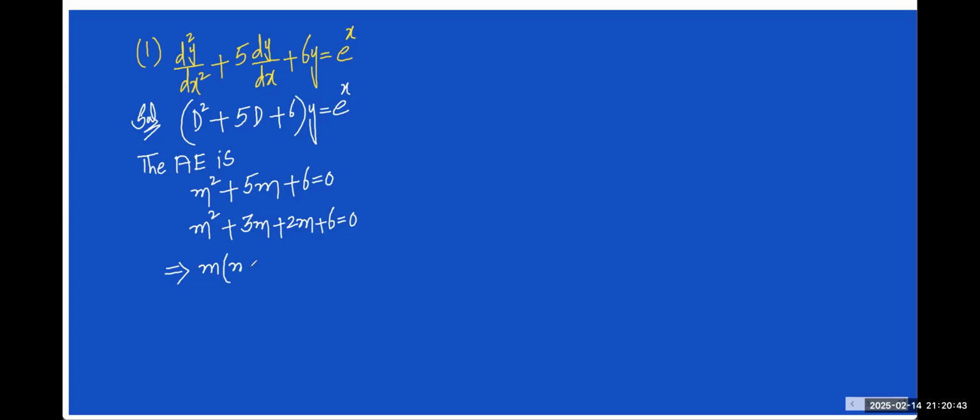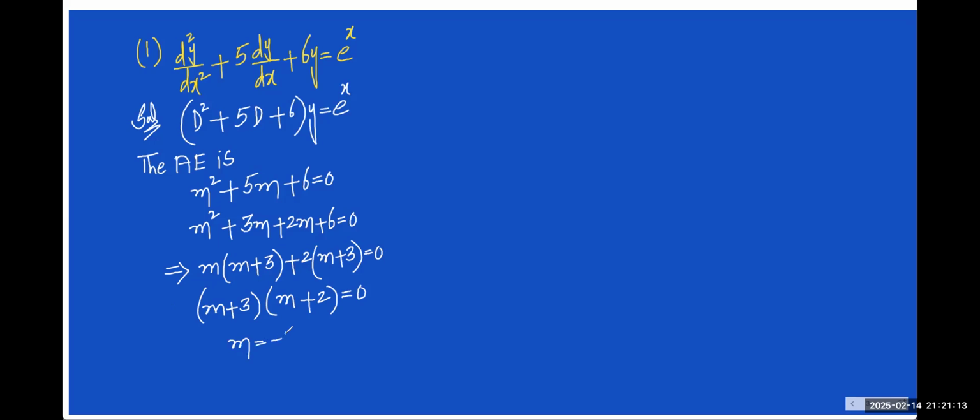m common, m plus 3, plus 2 common, m plus 3. Otherwise there are two more possibilities available. One is you can use the calculator. Another one is you can use the formula also. Both are accepted. The examiner will not check whether you are doing the detailed work or not. He just wants to see whether the roots are correct or not.